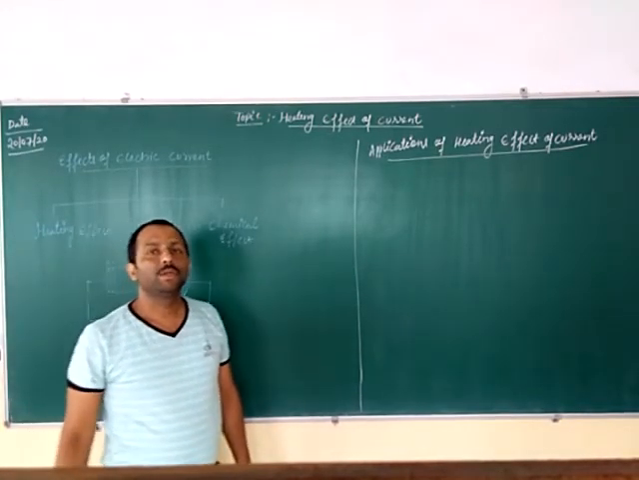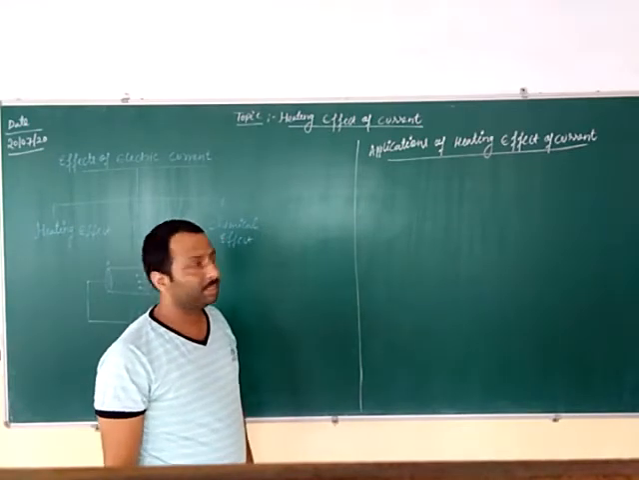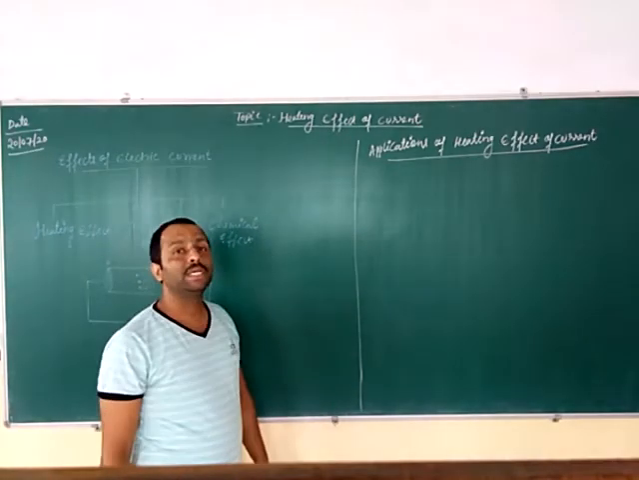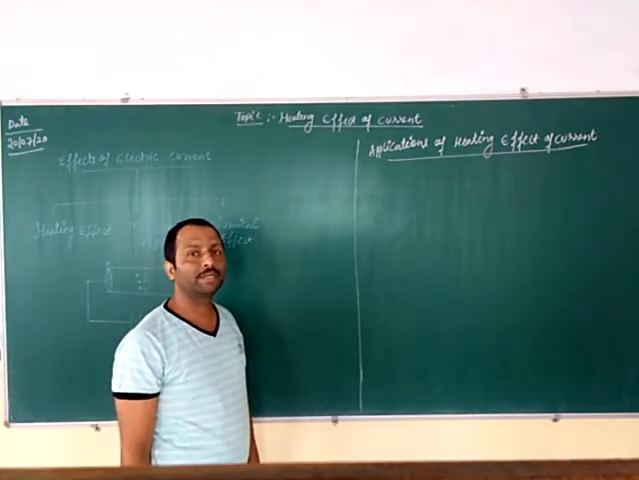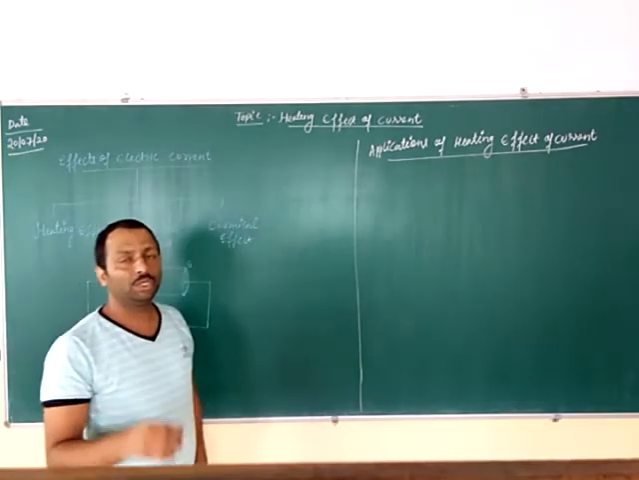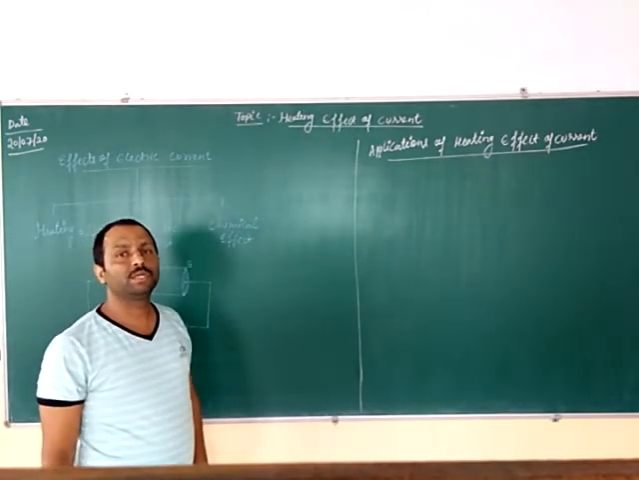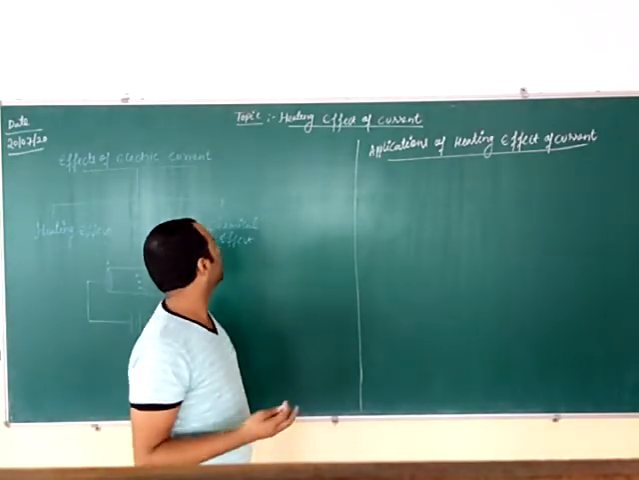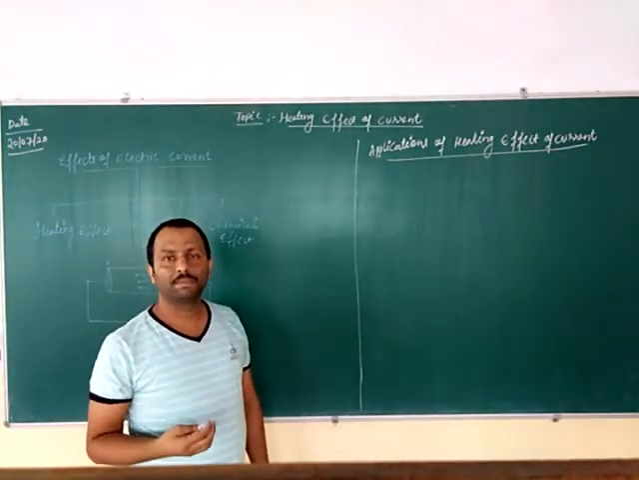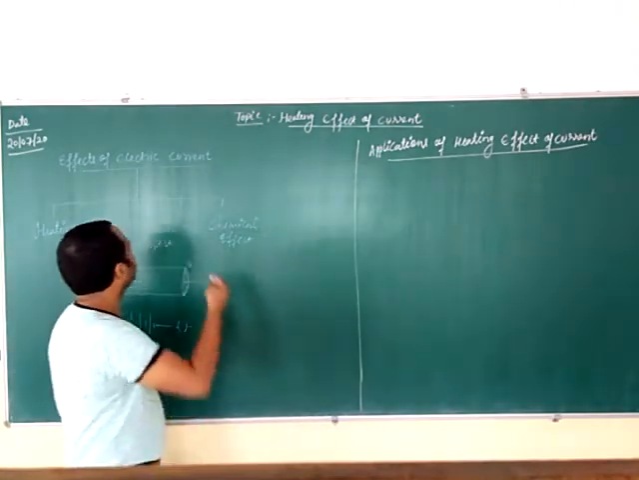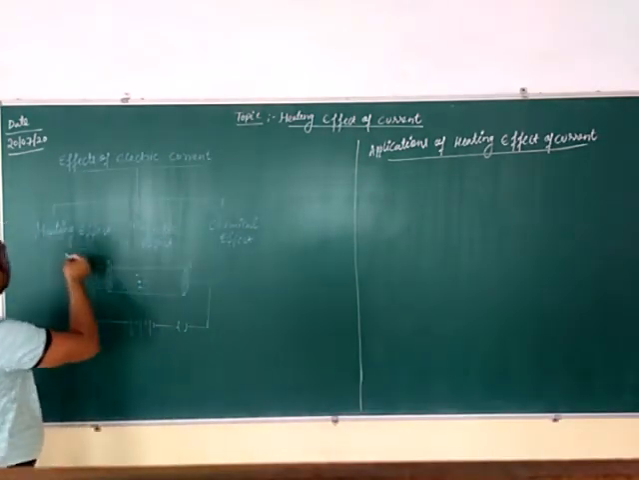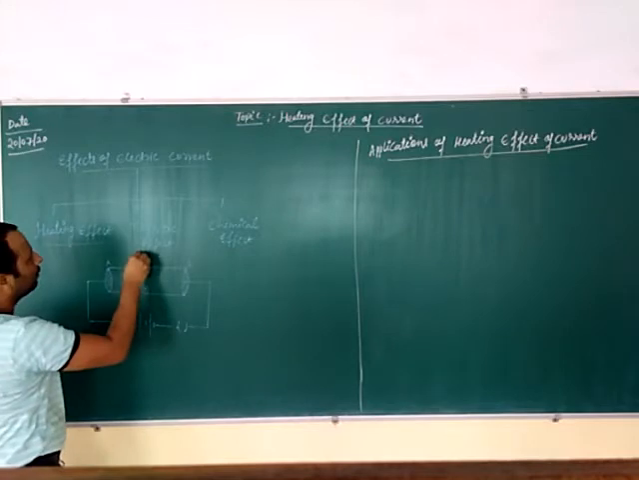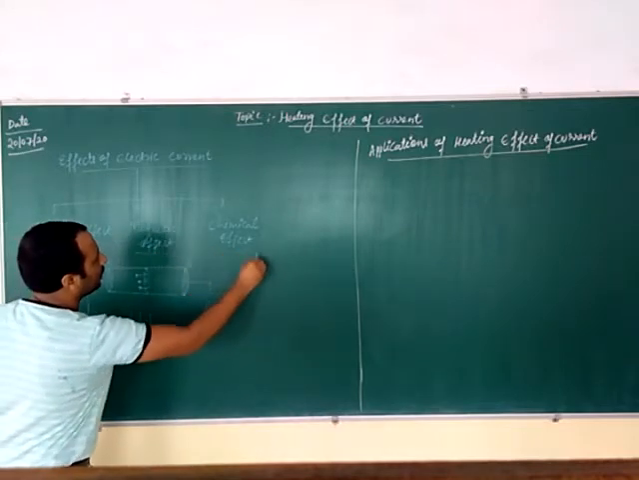Good morning students. Now in class 10 we will learn about the heating effect of an electric current. In the lower classes you might have learned about some of the effects of the electric current, such as the chemical effect and the magnetic effect. Actually, effects of the current are of three types: heating effect, magnetic effect and chemical effect.